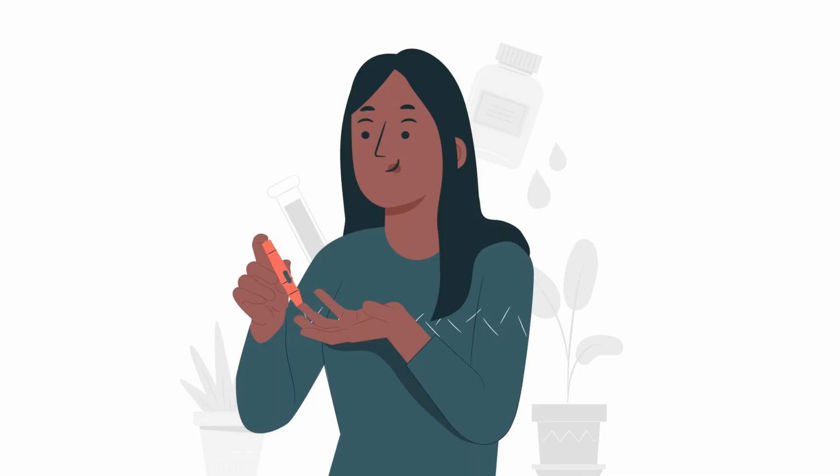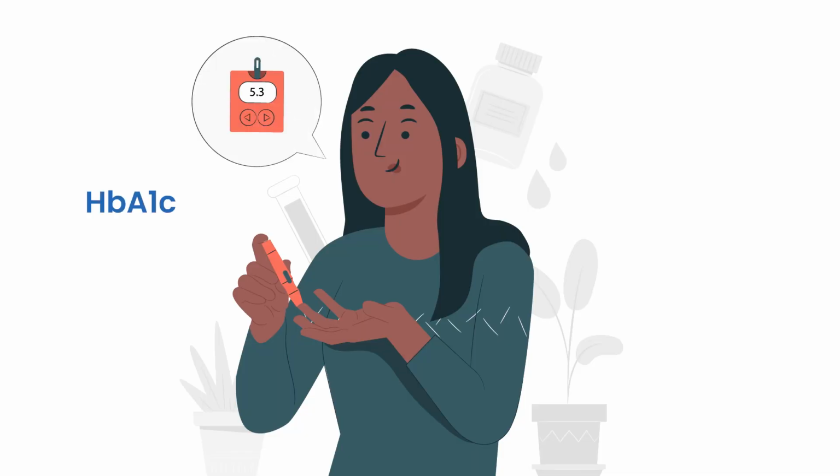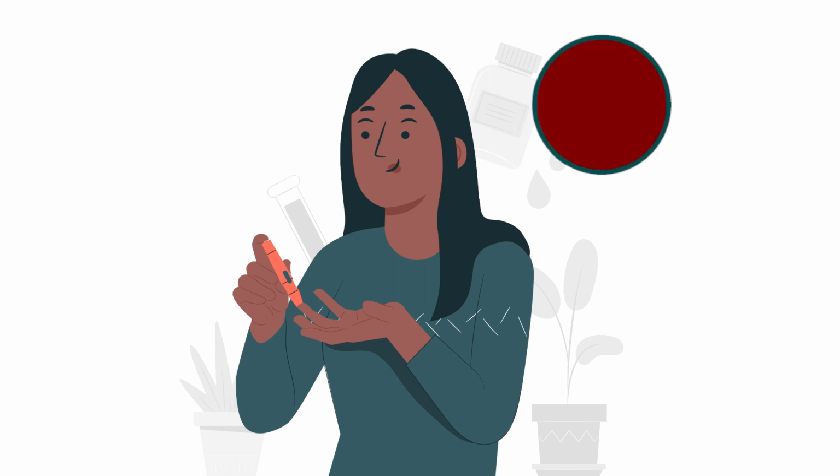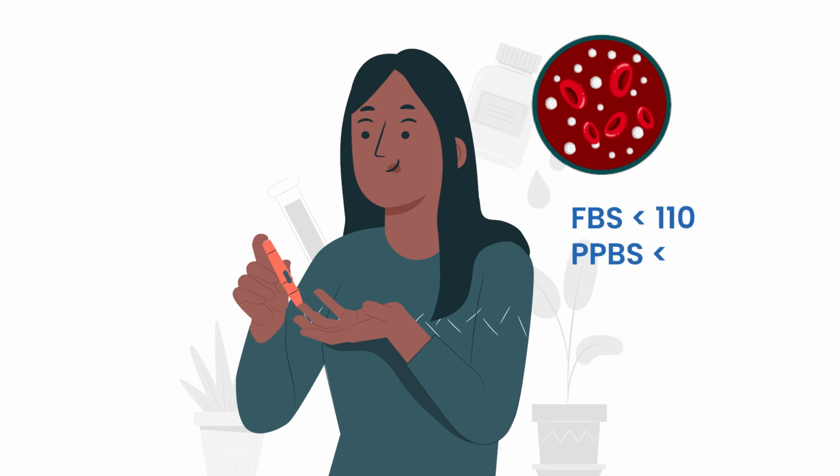Hello. As we start to understand the process for diabetes reversal or remission, let us first try and define what diabetes reversal means. We define it in terms of six things. Number one, our HbA1c needs to be below 5.7. Number two, our fasting blood sugar should be below 110 and our postprandial blood sugar should be below 160.